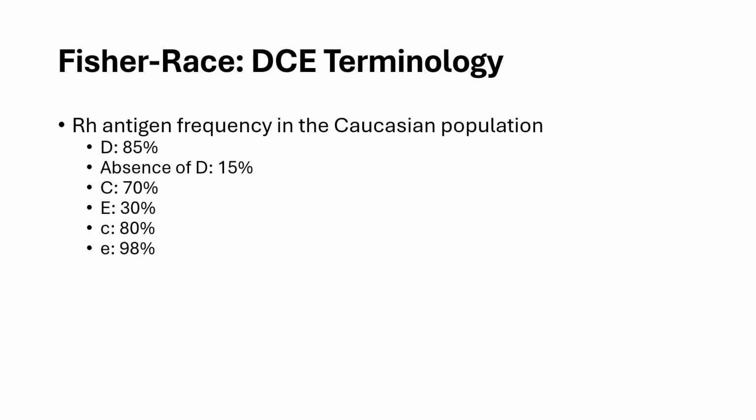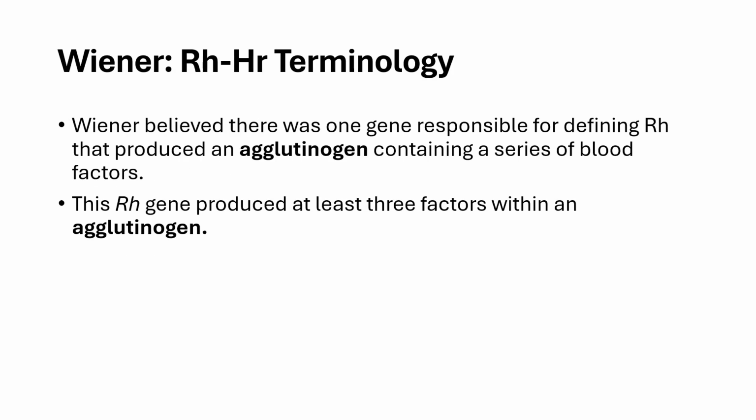The majority, or about 85%, of Caucasians are Rh positive, which means they have the D antigen present. Little e antigen is the most common at 98%, while big E antigen is the least common at 30%.